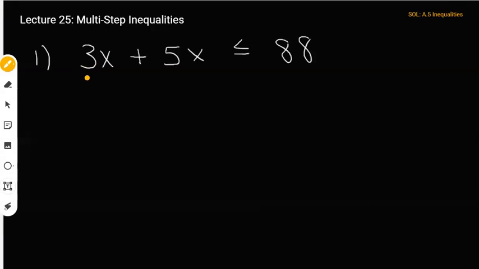All right, so for this one, notice that you have a 3x that ends with an x, and then you have 5x that also ends with an x. So if they both end with the same variable, those are called like terms, and we can add those together. 3x plus 5x is going to give you what? 8x. Yep. And then everything else is going to stay the same.